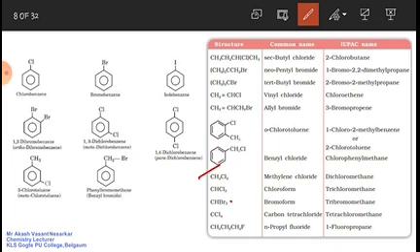Now these are the simple ones. CH2Cl2 means what? Methylene chloride, or the IUPAC name is dichloromethane. CHCl3, just we have discussed this, chloroform or trichloromethane. Tribromomethane, that is bromoform.